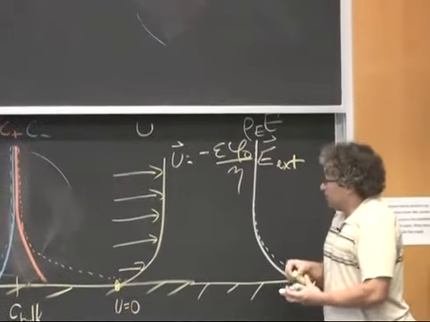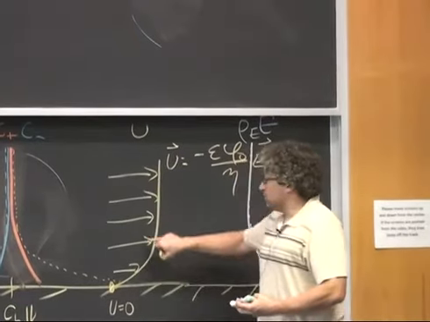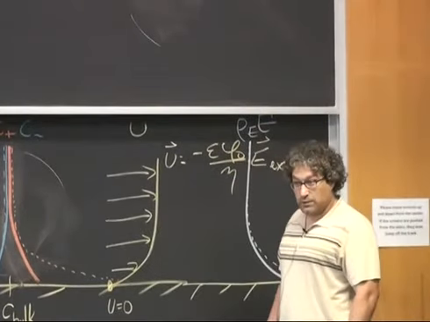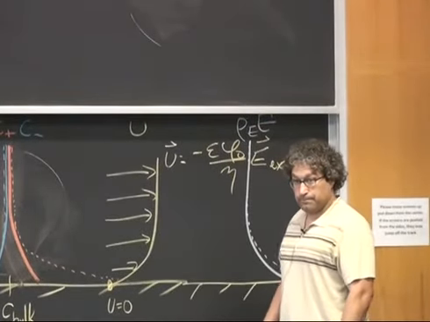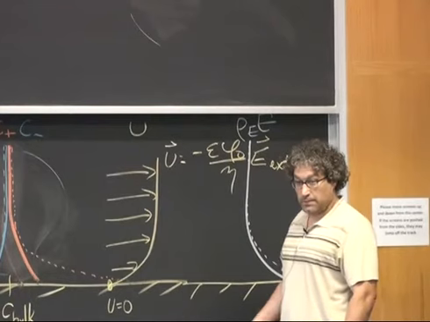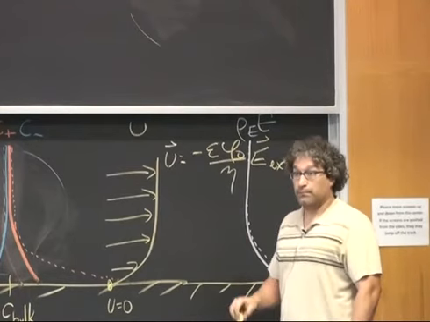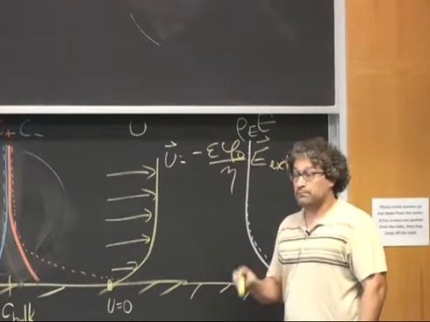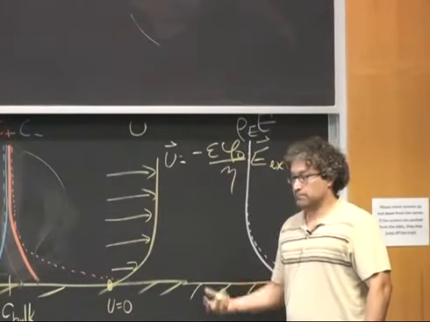If I draw the nonlinear version of this for the velocity, how do I expect the velocity to be different in the nonlinear case? Or will it be different?